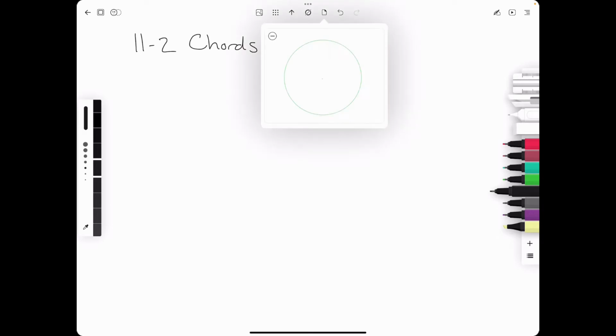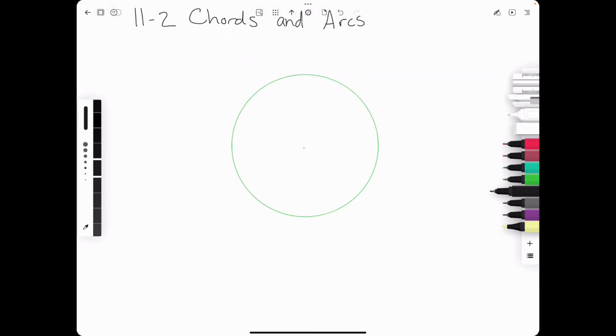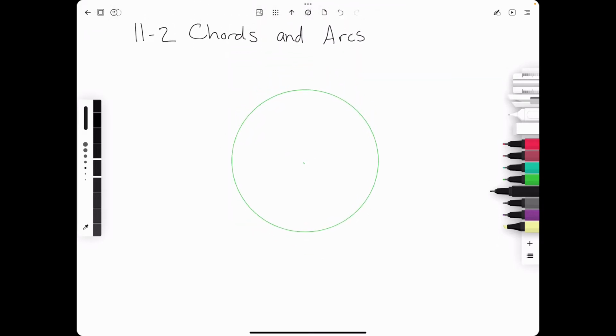So let's put my circle in here. A chord is a segment whose endpoints are on the circle. So if I put a dot, and I name them P and Q, and we can name the center O. The center is always O, right? And connect them. That's a chord. So this thing right here is a chord.